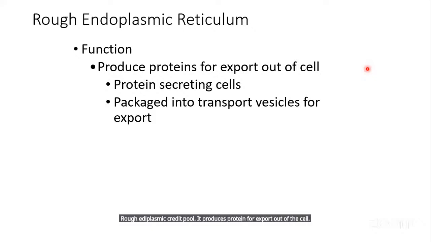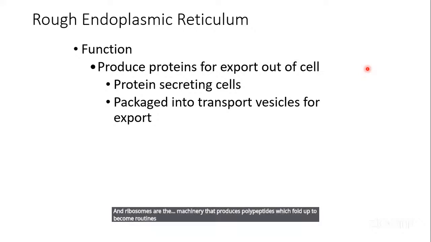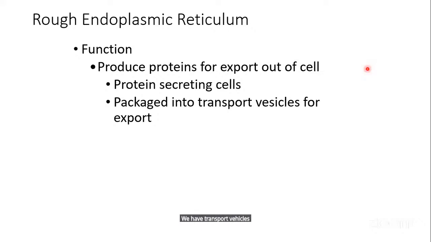Now, this is very critical, and it can achieve this function because it has ribosomes attached to it. And ribosomes are the machinery that produces polypeptides, which fold up to become proteins. And whatever it produces is packaged into vesicles, what we call transport vesicles. We have transport vesicles, we have secretory vesicles.